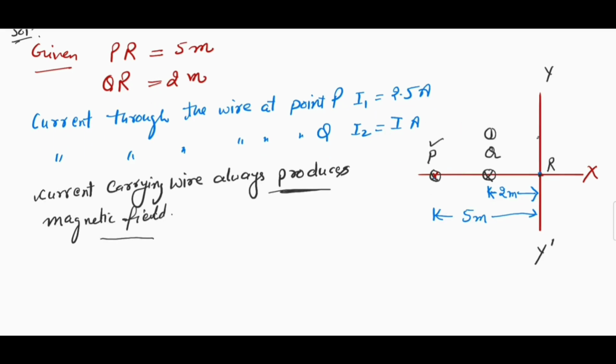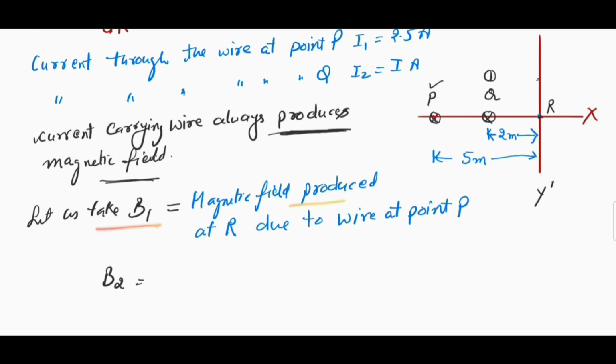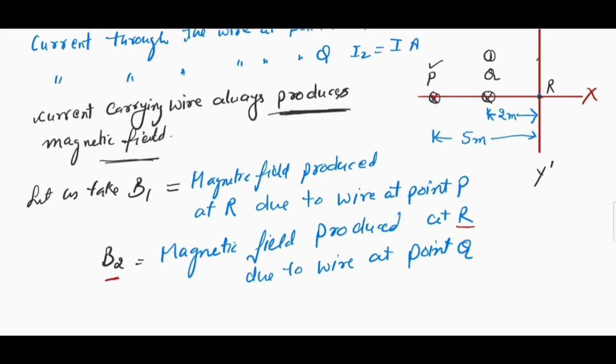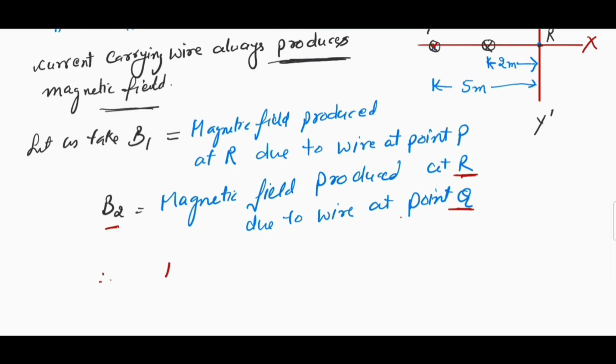We know that a current carrying wire always produces a magnetic field. So let's take B1, the magnetic field produced at R due to the wire at point P, and B2, the magnetic field produced at R due to the wire at point Q. Therefore the total magnetic field at point R is B, which is equal to B1 plus B2. And we know that the magnetic field produced by a wire at a particular point is B = (μ0/4π)(2I/R).